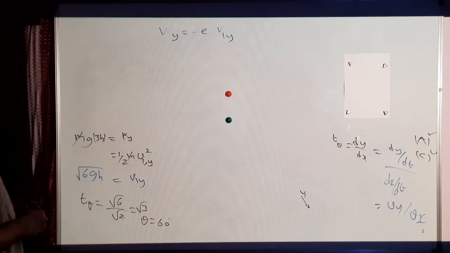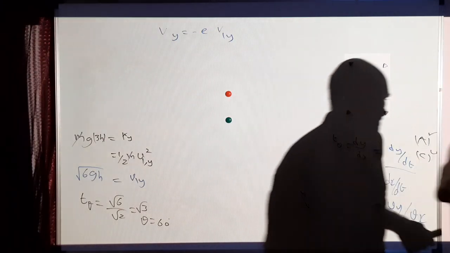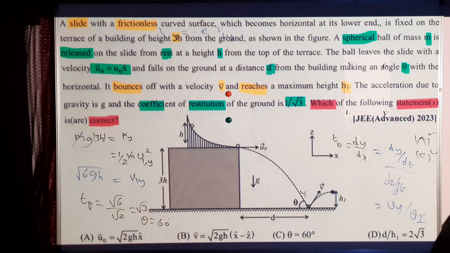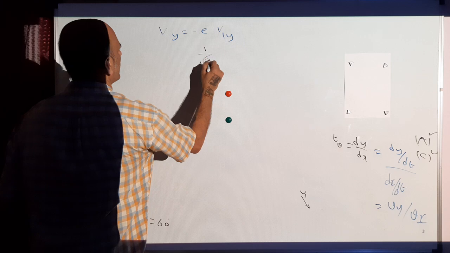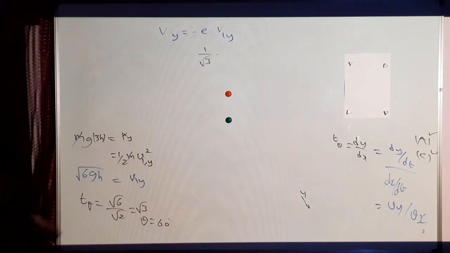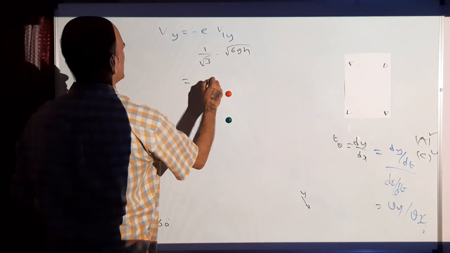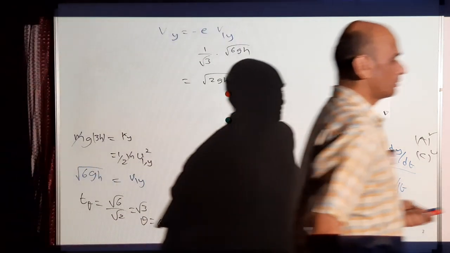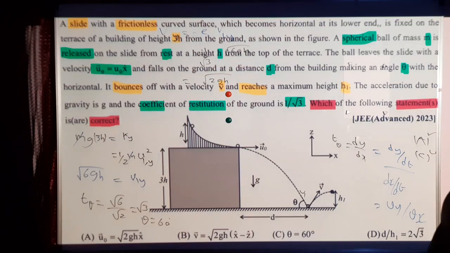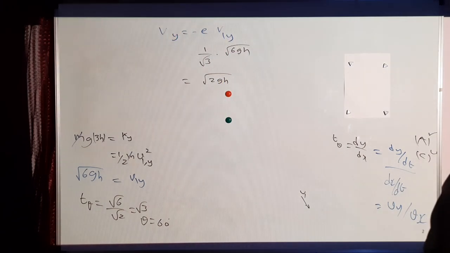Before collision, the velocity is root 6gh, and the coefficient of restitution is 1 by root 3. So after collision, the vertical component of the velocity vy is square root of 2gh.